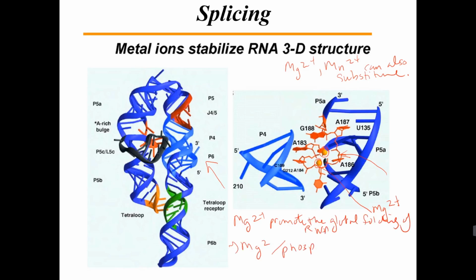If you can remember back when we talked about this, magnesium can also coordinate with water, and the water can then hydrogen bond to bases, and then finally magnesium can also coordinate with the water to the 2' hydroxyl, all leading to stabilization of the 3D structure.